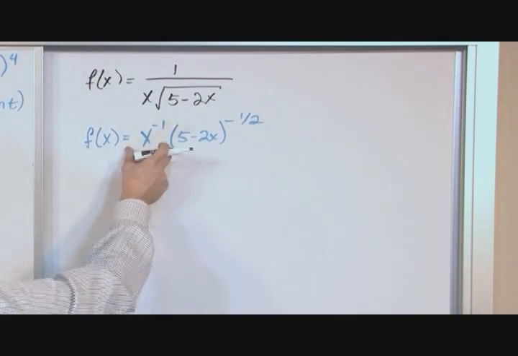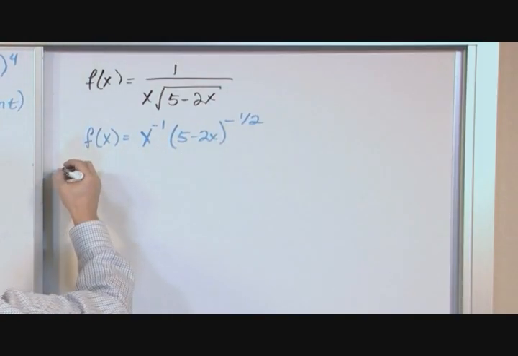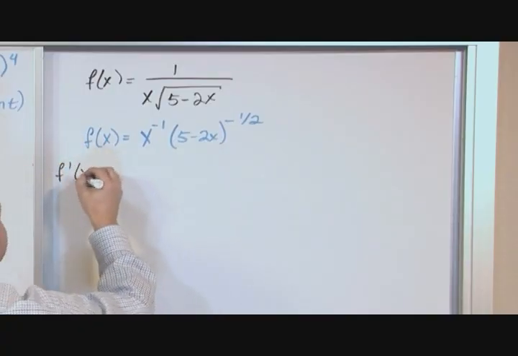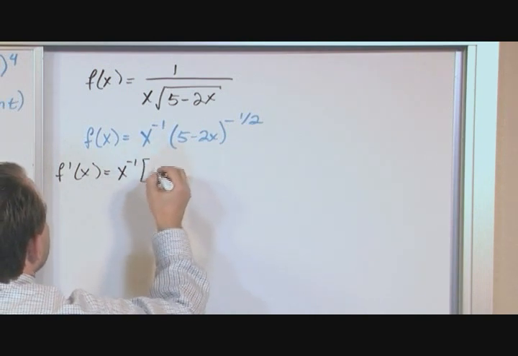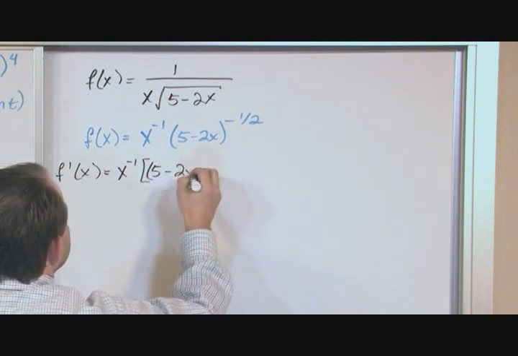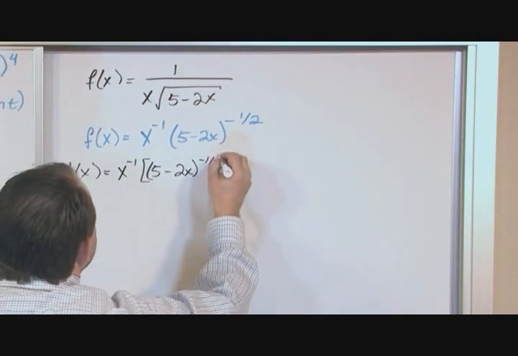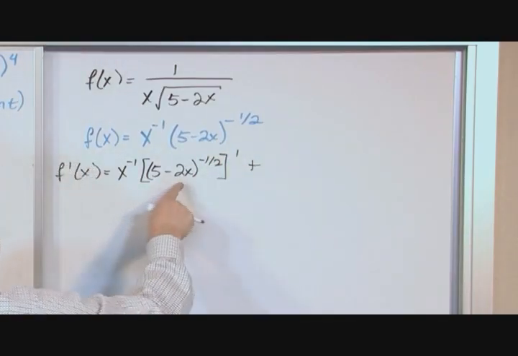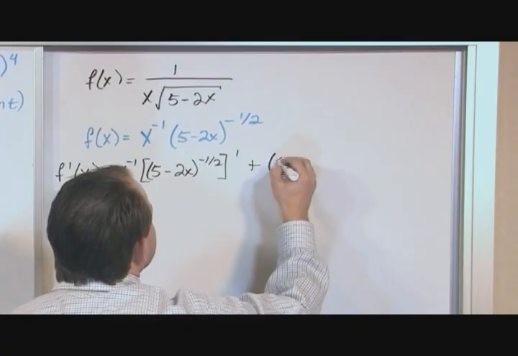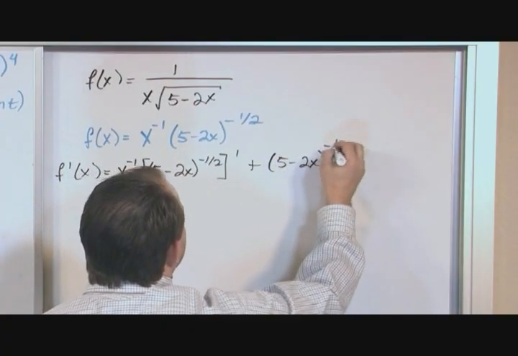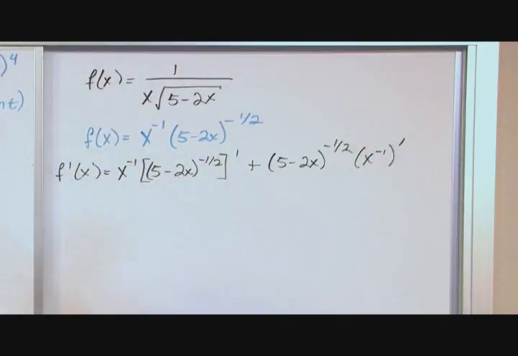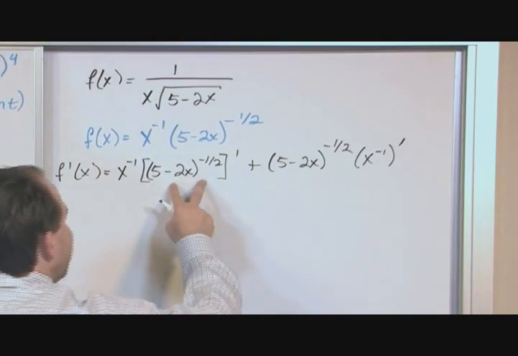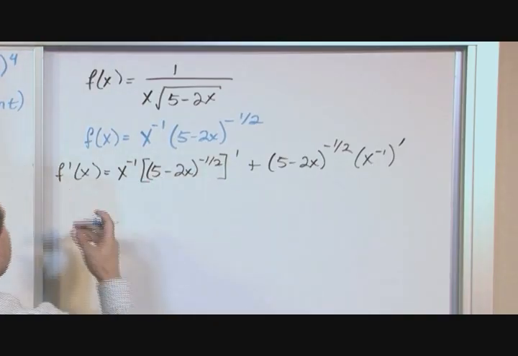So product rule, this times this, right? So what are we going to have? f prime of x: first times the derivative of the second, 5 minus 2x to the negative 1/2, plus the second times the derivative of the first. I haven't taken any derivatives yet on purpose because this derivative is going to be a chain rule. I have an exponent, but I also have something in the middle. So let's deal with this guy.